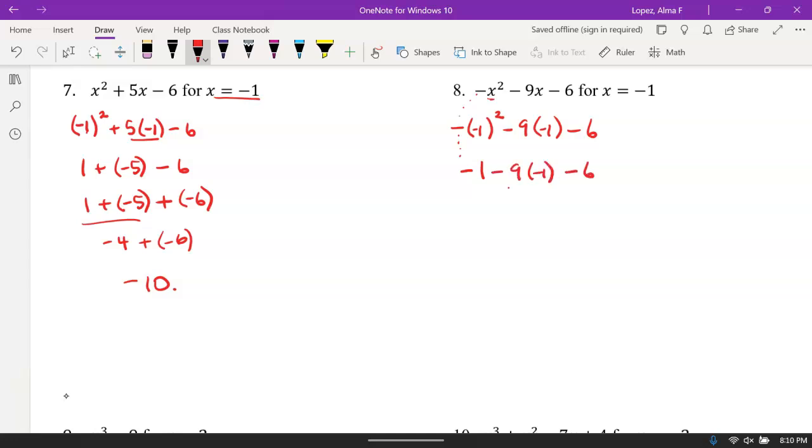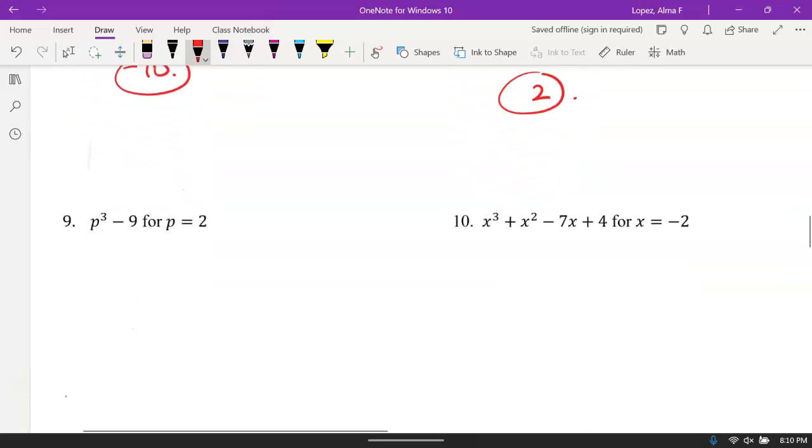Now we'll take care of the multiplication. So we've got negative 1. Negative 9 times negative 1 is positive 9. And then we can do our addition and subtraction as it exists from left to right. Negative 1 plus 9 is 8. And then 8 minus 6 is 2. Let's keep going.